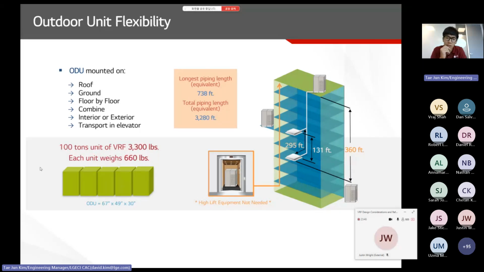Also, the elevation difference between the outdoor and indoor unit can be a maximum of 360 feet, which means that depending on how tall your building is, you may not require any mechanical room in the middle of the building to place the outdoor units. You can place the outdoor units on the rooftop and also on the ground level to cover the maximum height of 720 feet without having any mechanical room in the middle, right?